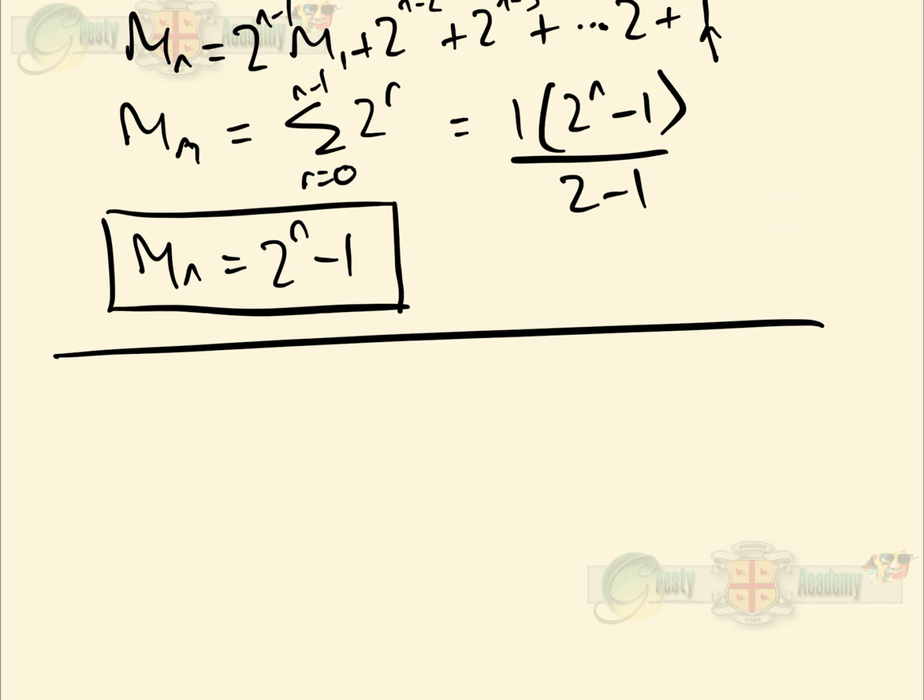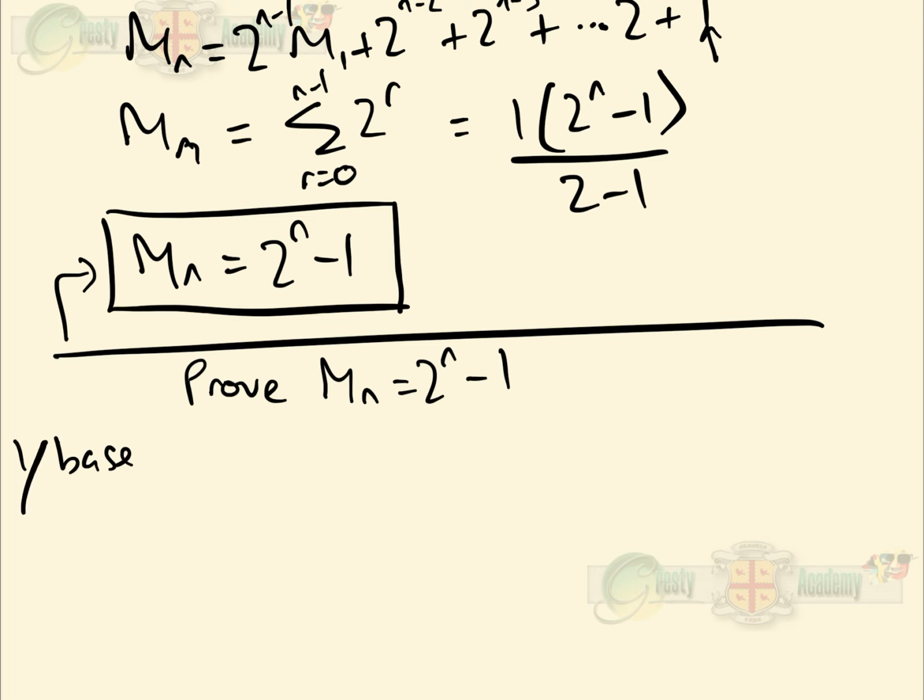So we need to prove that M_n equals 2^n minus 1. Well, we need to first of all do the base case, which is M_1. Well, M_1 clearly is 1. It takes 1 move to move one disc from one pole to another. And if we put that in there, that equals 2^1 minus 1, which equals 1. So it's correct for the base case.